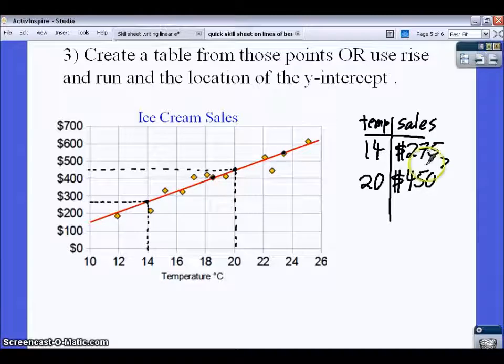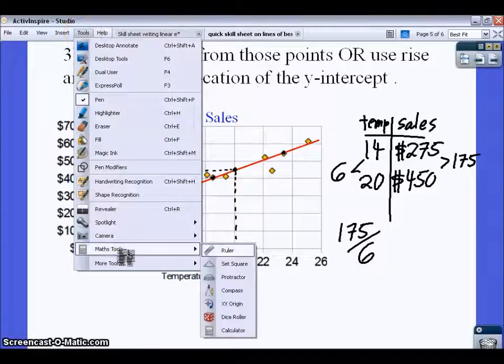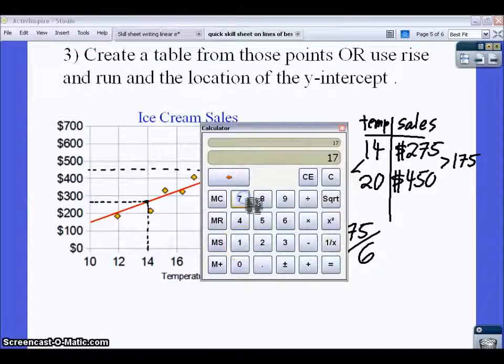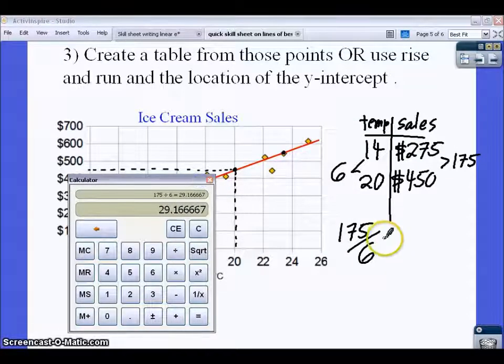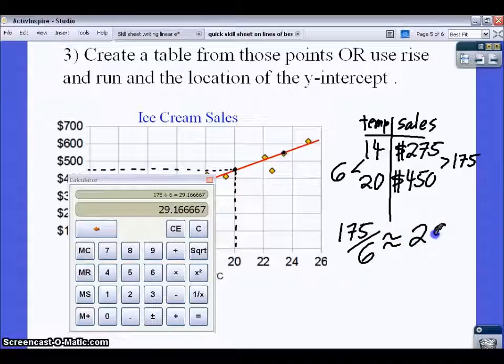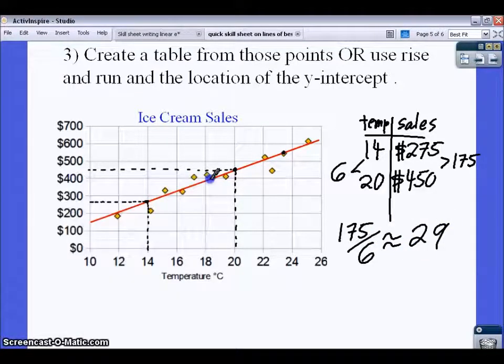Okay, so the first thing I need to do is to find the slope. The y difference here from 275 to 450 is a difference of 175, and from 14 to 20 is a difference of 6. So I'll take 175 divided by 6. We'll go ahead and use a calculator to do that. 175 divided by 6 gives me 29.16666 repeating. Remember, scatter plots are a bit of an estimation, so I'm going to say it's about 29.